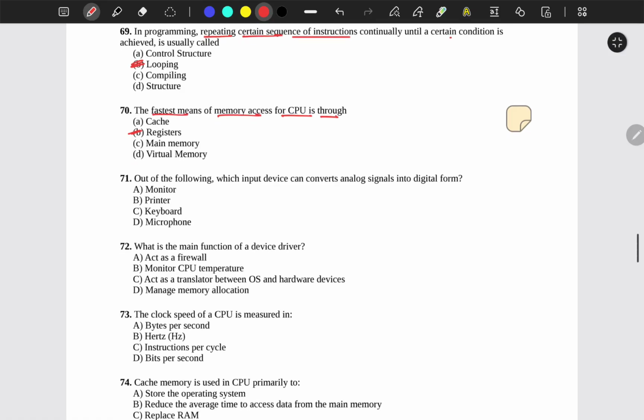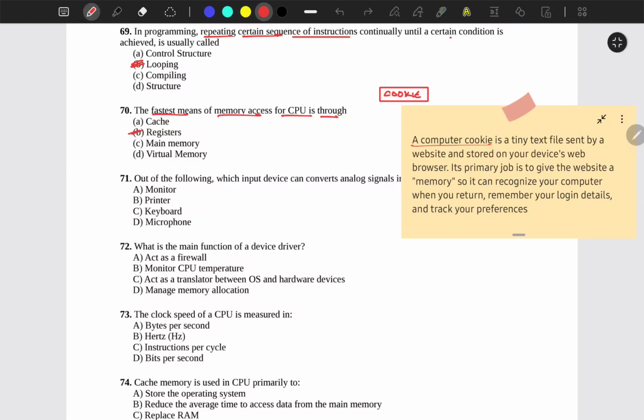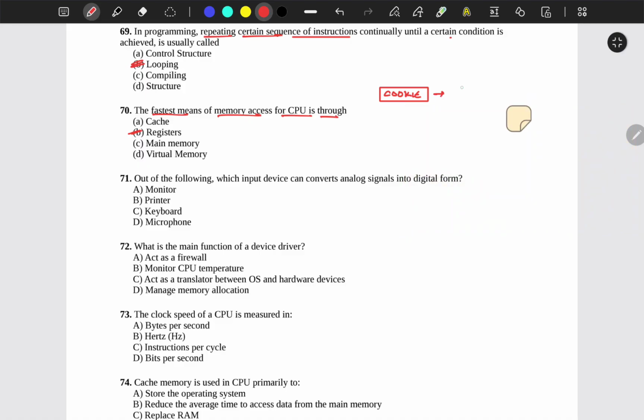There is another term you should remember, that is cookie. What is a computer cookie? A computer cookie is a tiny text file sent to you by a website or stored. You can read the definition. Basically, whenever you visit a website, you are asked for permission, like, do you want to accept all cookies or not? Yes or no, right?